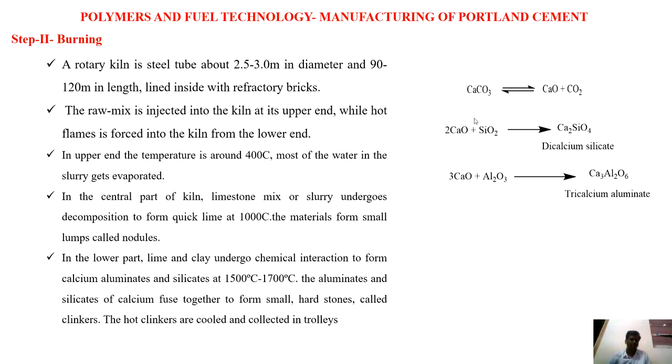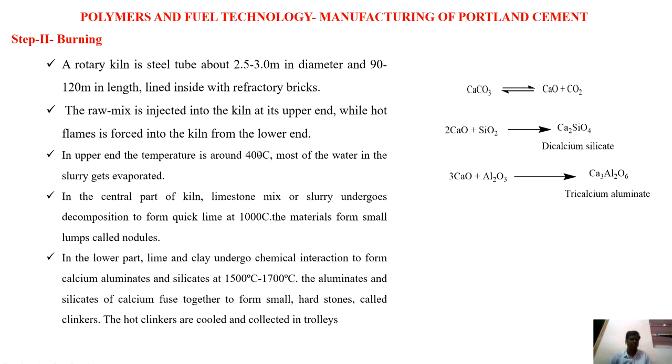Here we are using a rotary kiln that is 2 to 3 meters in diameter and 90 to 120 meters in length. It is made up of a steel tube. It has three different parts. First, the slurry or paste is allowed to pass through the upper part. In this upper part, the temperature is 400 degrees centigrade, where the slurry undergoes dehydration. That means water present in the slurry is removed.